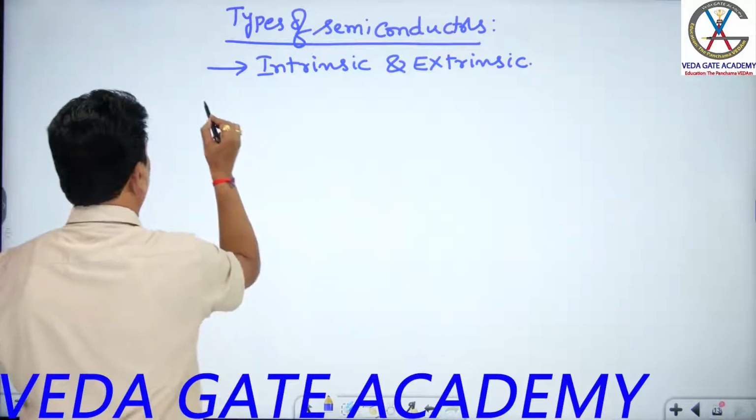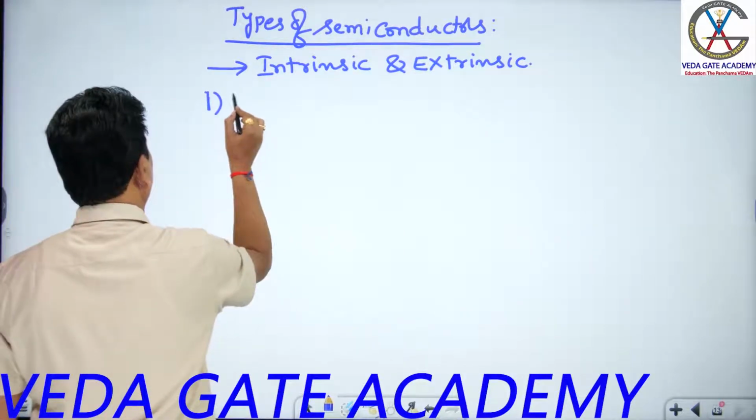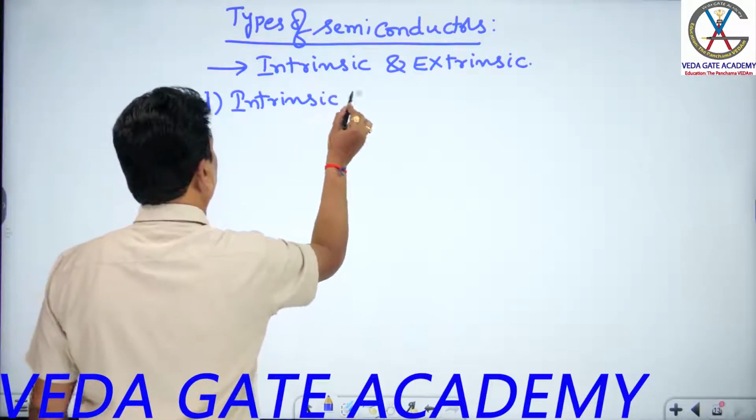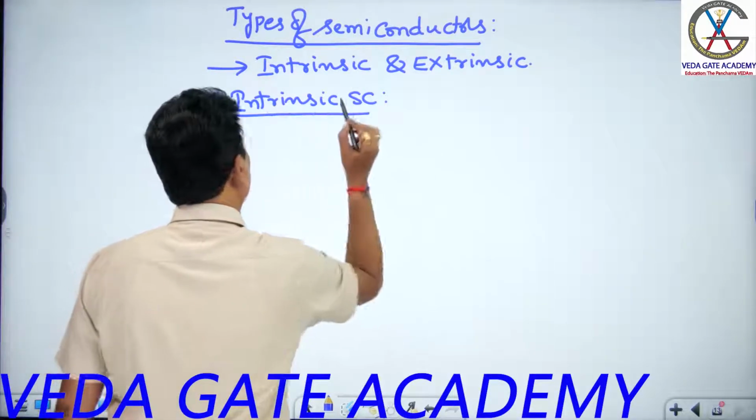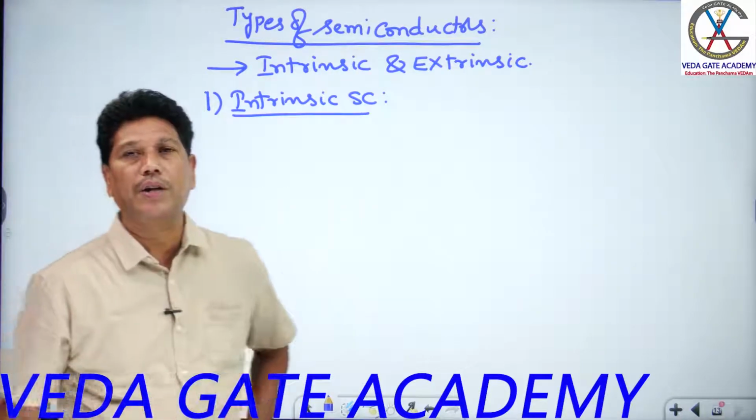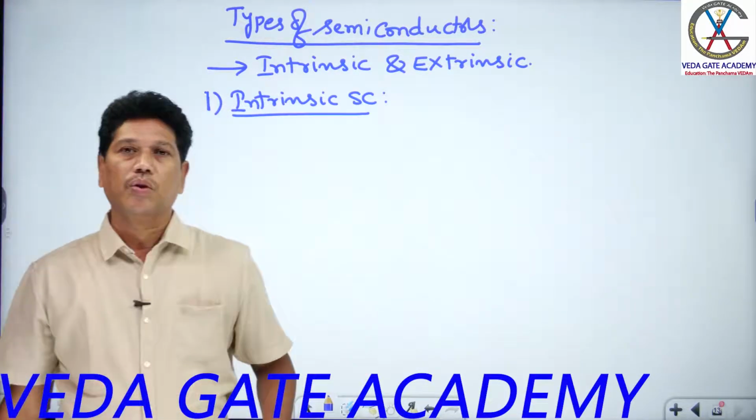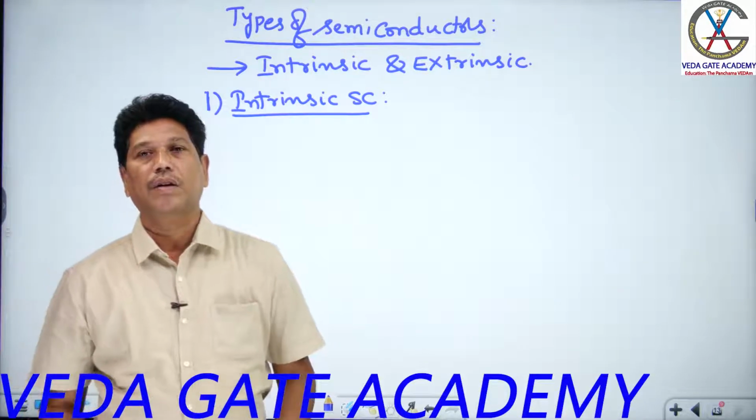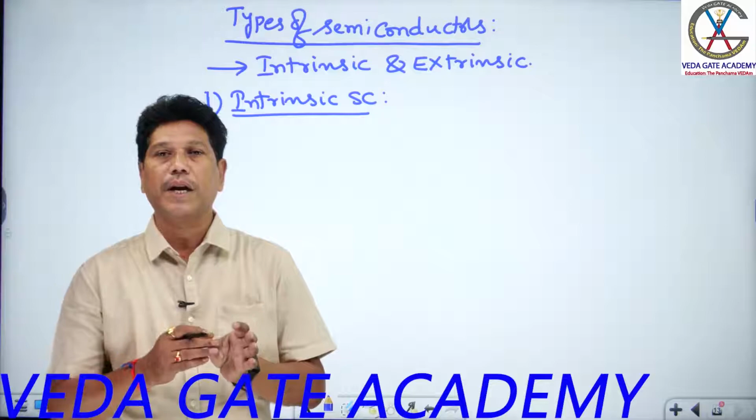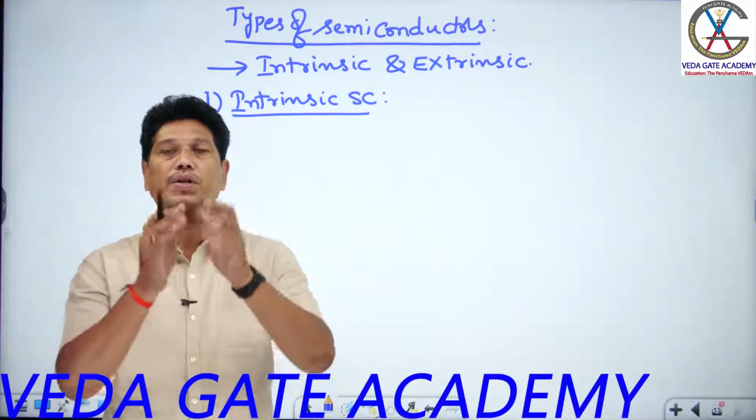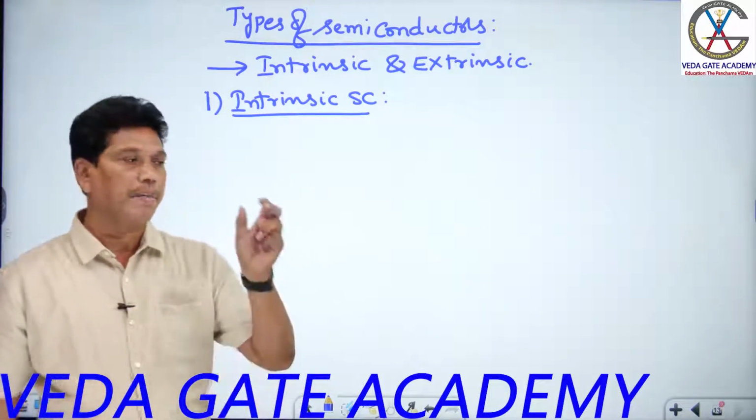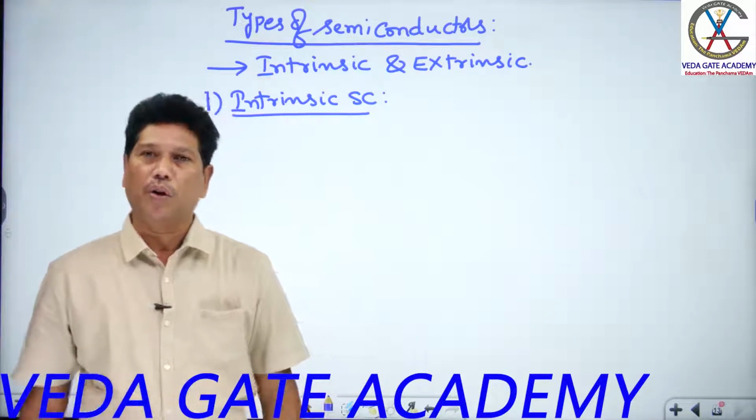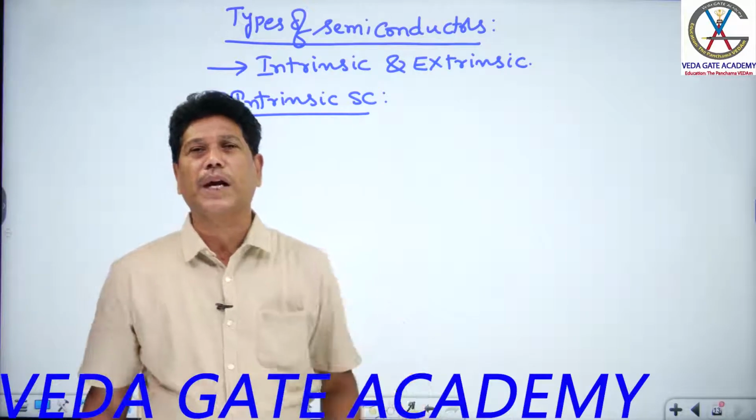First of all, I will discuss the intrinsic semiconductor, students. An intrinsic semiconductor is called a pure semiconductor. What is a pure semiconductor, sir? A semiconductor without any added impurity is called a pure semiconductor. Okay. So many pure semiconductors are there.